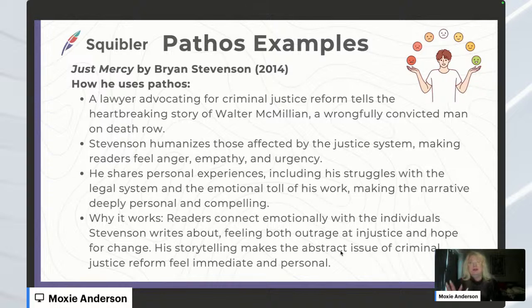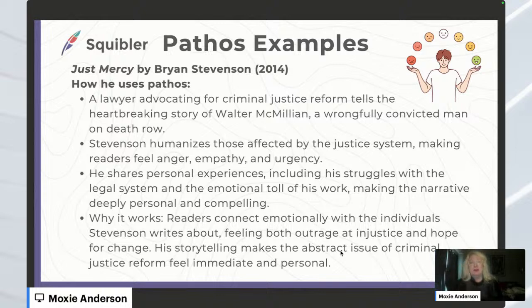So here are some examples of where pathos is done well. In Bryan Stevenson's 2014 exposé of the criminal justice system, Just Mercy, he uses pathos to advocate for criminal justice reform. He is a lawyer, and he's investigating the story of Walter McMillan, who was wrongfully convicted and on death row. Stevenson humanizes people that are affected by the justice system. He makes the readers feel anger, empathy, and urgency with these subjects that he's writing about.